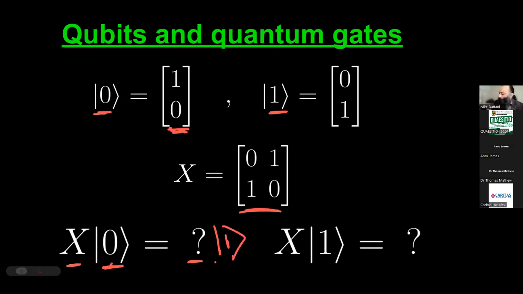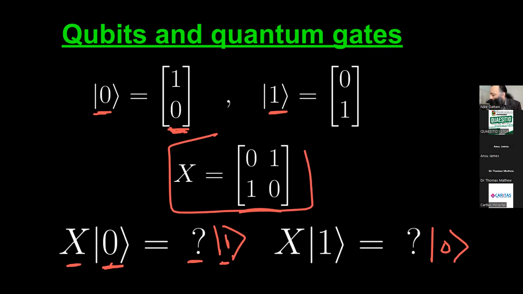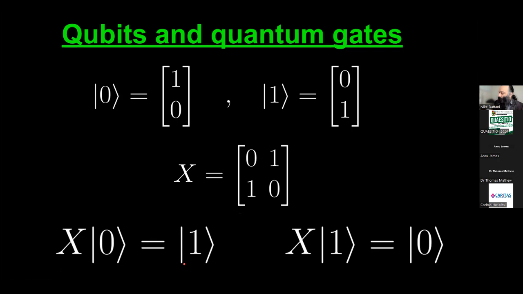So the 0 becomes a 1. The 1 also becomes a 0. In classical computing, this would be called the NOT gate. It turns a 0 into a 1 and a 1 into a 0. It's the same thing in quantum computing. We have a 0 becomes a 1 and a 1 becomes a 0 because of this matrix multiplication. Those are the answers that I gave over here.